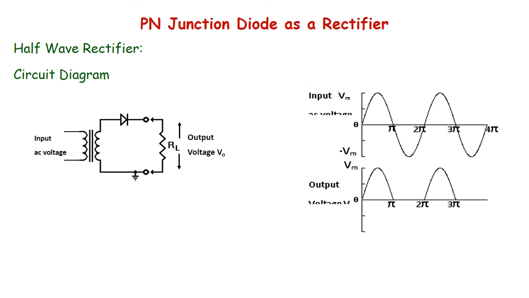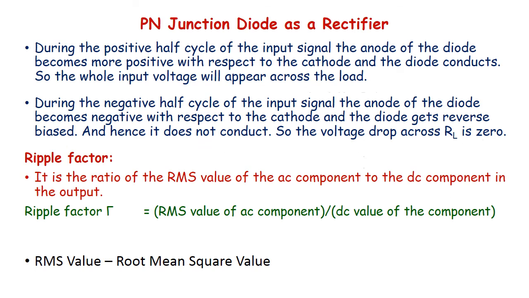And what would be ripple factor? The definition of ripple factor is the ratio of the RMS value of the AC component to the DC value of the component in the output. That's the definition for ripple factor. In the next class, in the next video, we'll derive an expression for ripple factor and efficiency.